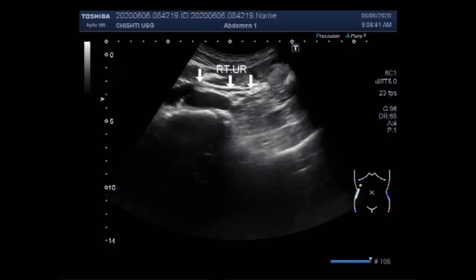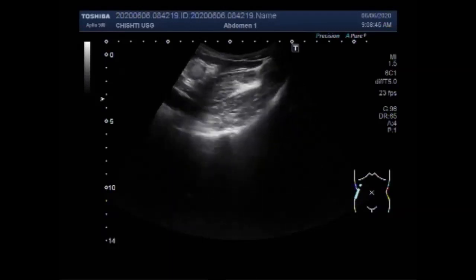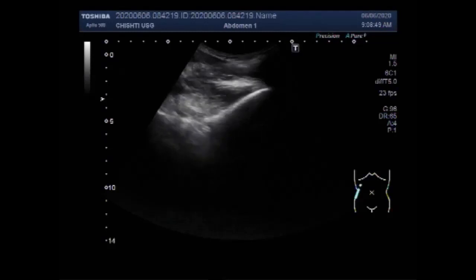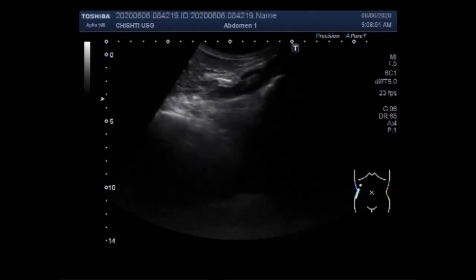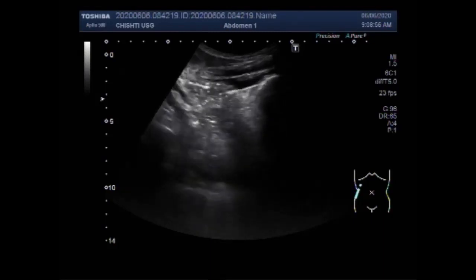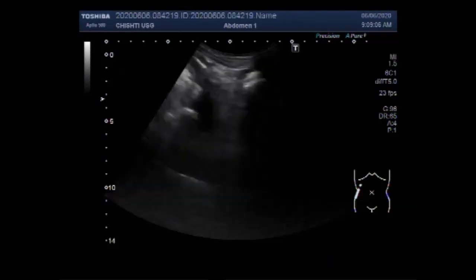As the size of the stone is small and the stone lies in the distal portion of the ureter near the urinary bladder. You can see the ureter. Again, it is very difficult to localize. Now this crosses the iliac vessels and this is the middle portion of the ureter, right ureter.